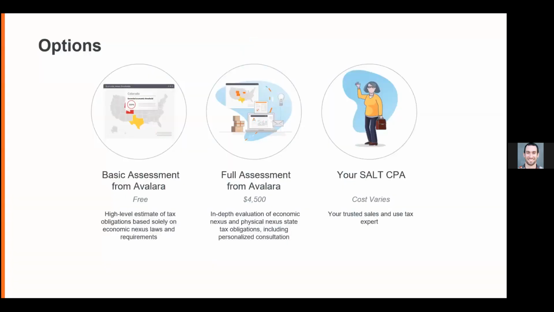So back on the options, thinking about nexus, economic nexus and physical nexus, just some of the options that are out there. We have a free assessment that looks at your economic presence, but you can also look at your SALT CPA or use Avalara or some other business to look at your nexus requirements. Like I mentioned, that's probably the number one aspect in regards to sales tax: your nexus requirements and where you've triggered an obligation.